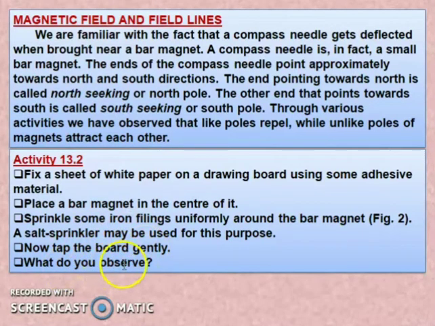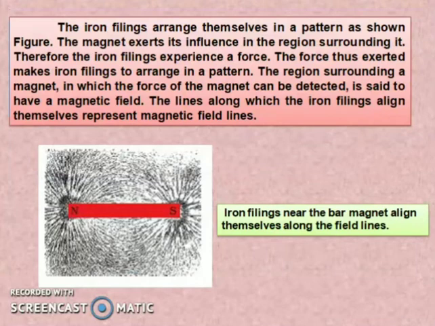What do you observe? When we tap the board, the iron filings arrange themselves in the pattern as shown in the figure. These are the patterns in which the iron filings arrange themselves. The magnet exerts its influence in the region surrounding it. Therefore, the iron filings experience a force. The force exerted makes the iron filings arrange in a pattern. The region surrounding a magnet in which the force of the magnet can be detected is said to have a magnetic field. So what is a magnetic field?